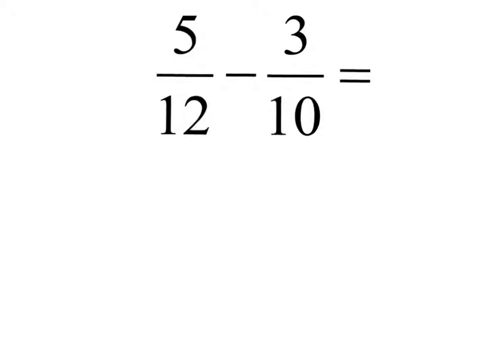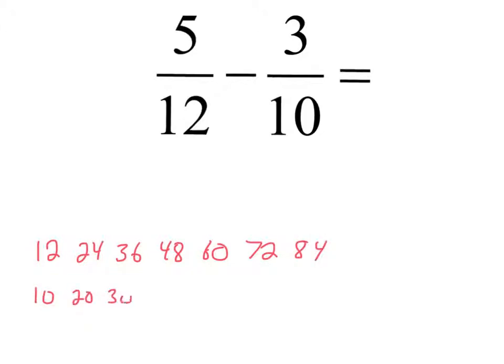All right, so first thing I need to do is find a common denominator. So I'm looking at 12s and 10s. So I'm going to list out some multiples for each of my numbers. Again, if you have trouble with your multiples, use your multiplication table. It does a good job of just counting up by each of your numbers. But hopefully you notice that 60 is a good common denominator. It works for both 10s and 12s.